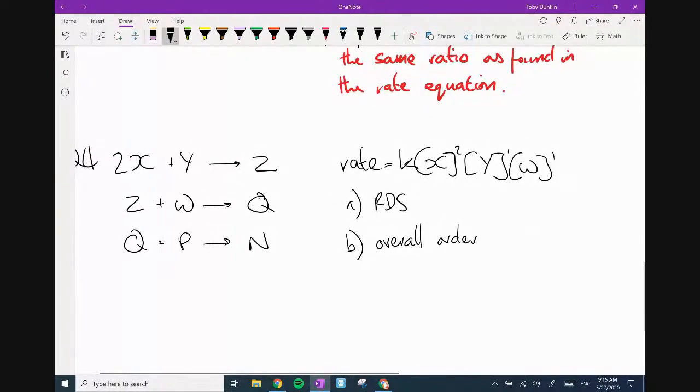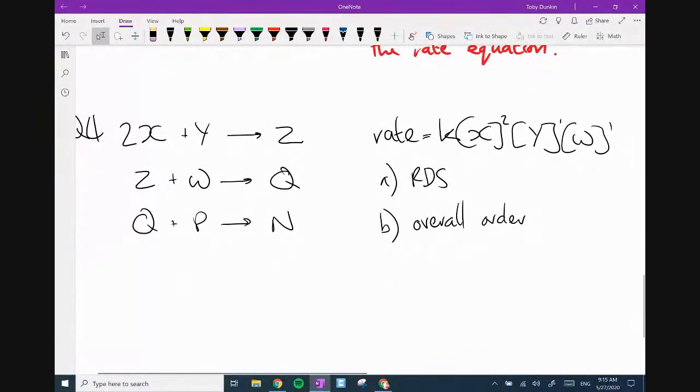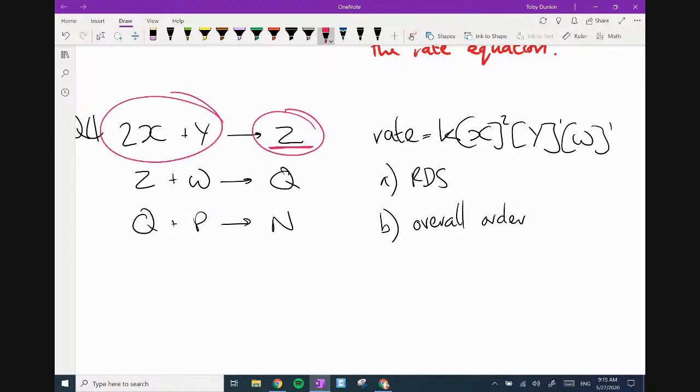Step 2, thank you, Donna. Thank you, Dat. You guys are on this. So the reason why is because we realize that Z is made from 2 X's and a Y. It is overall order 4th. Well done. Good job. Yeah, 4th order overall. But this one is now RDS. Yeah, RDS is step 2.